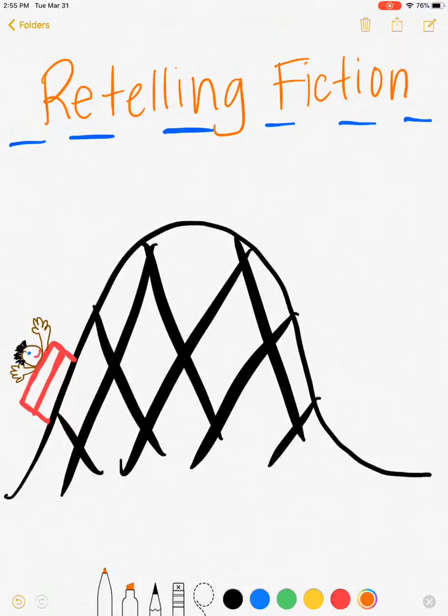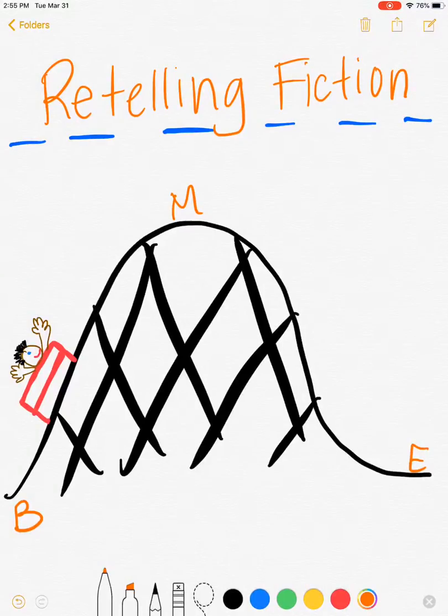It's important to remember that when we're retelling fiction stories, we know that every story has a beginning, a middle, and an end. And I created our little roller coaster chart. A lot of you might recognize this chart from your classroom, but when we think about retelling fiction and we think about a story, we can think about it like a roller coaster.